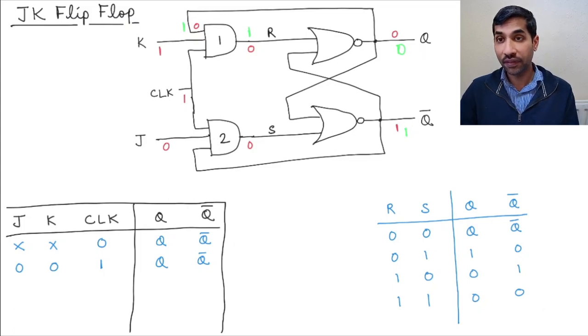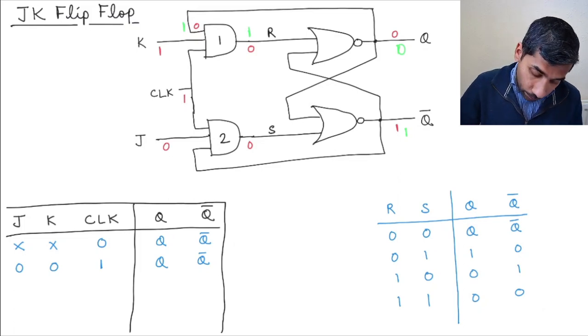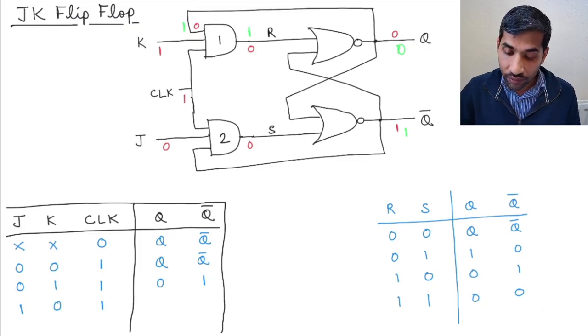Okay, whatever the previous state was. So let's write that in our truth table. So clock is 1 and we have J equal to 0, K equal to 1. So Q and Q bar are going to be 0 and 1. Now the next state is where J becomes 1 and K becomes 0 and the clock is still 1. So let's try to look at what happens in this case.